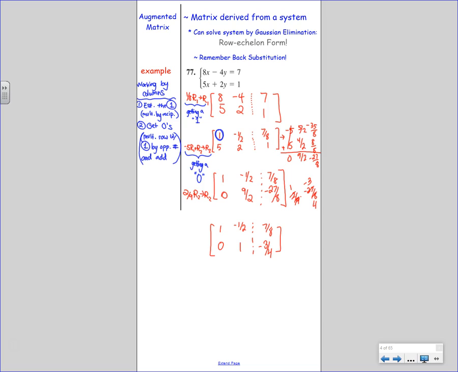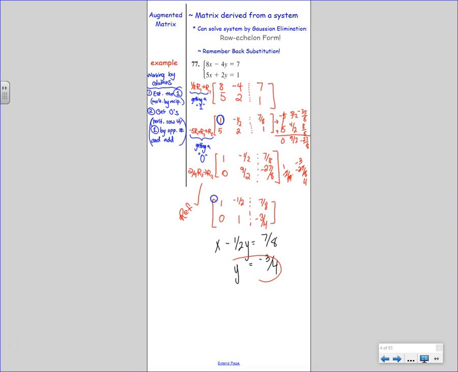Okay. Guys, this is in row echelon form. It's official. Why is it in row echelon form? Because if I were to rewrite this as a system, I would have 1x minus 1/2 y equals 7/8. And I'd have 1y equals -3/4. Is this row echelon with the stair step? Do I have one and I'm ready to plug in to find the other? And some of you are already doing that.